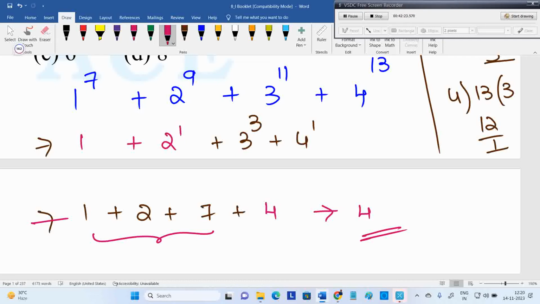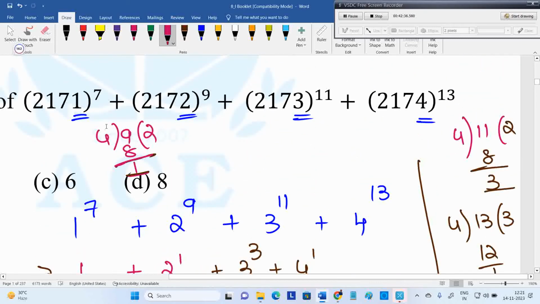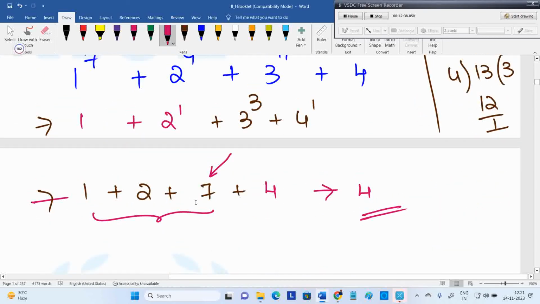Sir, why have you written 7? Some people will argue here. My dear friend, I am clear with the point. Please keep in mind, units place only. Sir, you have 14, you are writing 4 only? Units place. Our discussion is units place, the last digit. Focus only on that. Your answer should be 4.